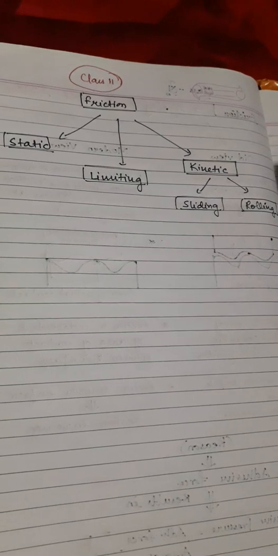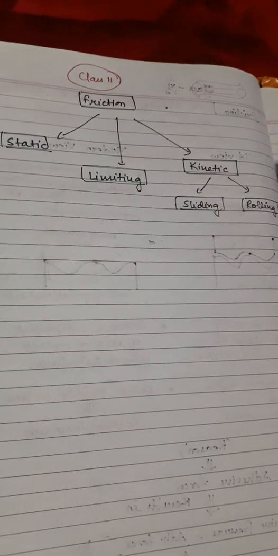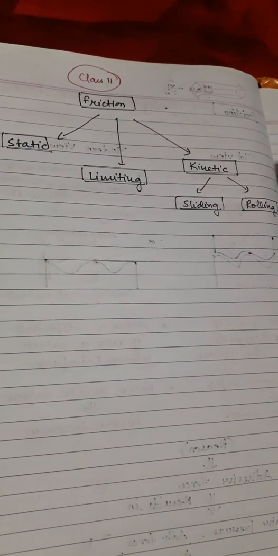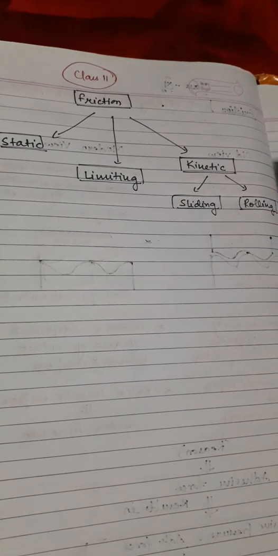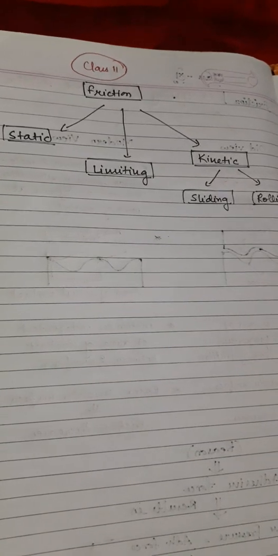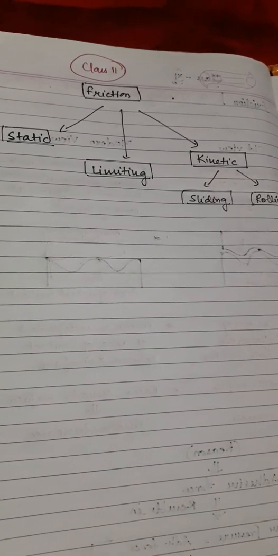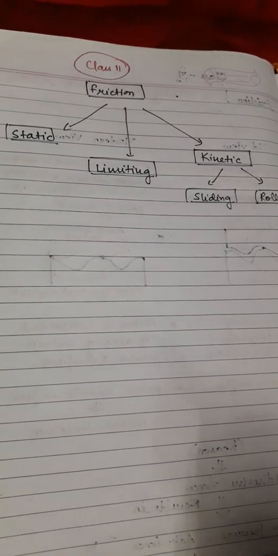This is the video for class 11th, and the topic which we are starting today is friction and its types. This topic comes under the chapter laws of motion. So starting with friction, we all know what friction is. Friction is an opposing force when two bodies come into contact for a relative motion over each other.